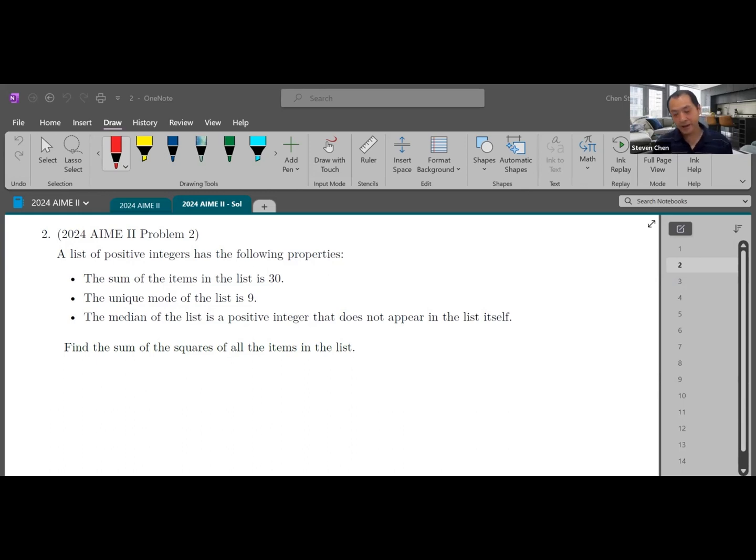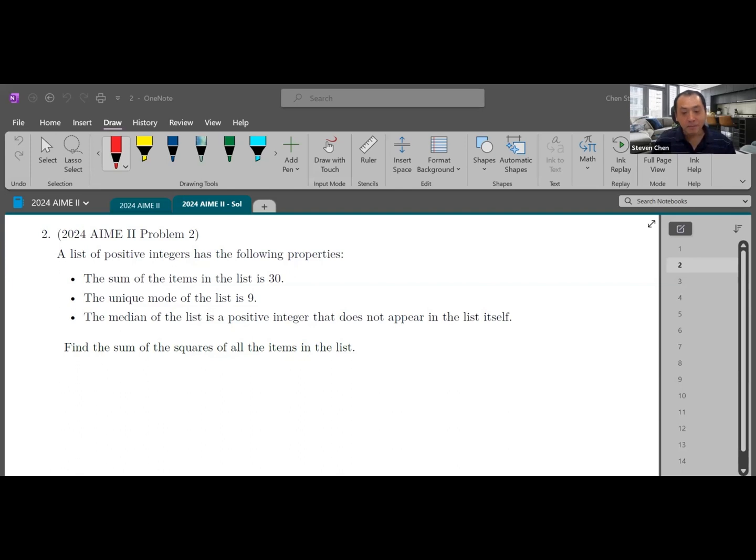So let's look at the first and second conditions. We know that there's a unique mode that is 9, right? So that implies that 9 must appear at least 2 times. And the sum of items is 30, so it tells us that the number of occurrences of 9 is either 2 or 3.